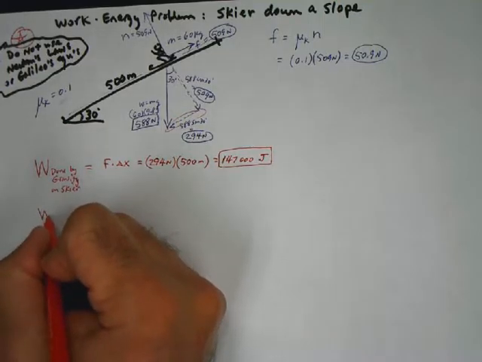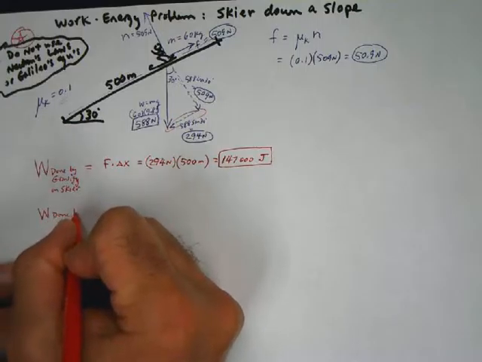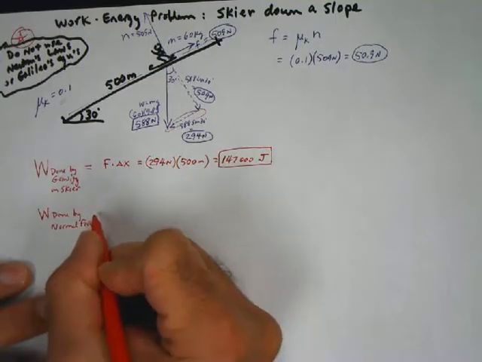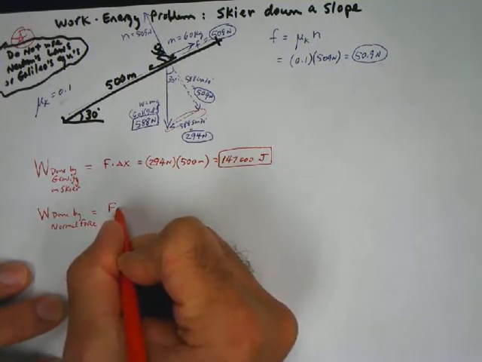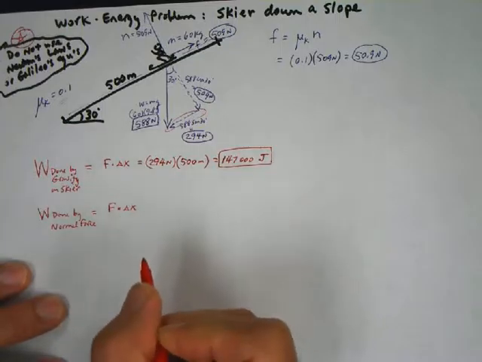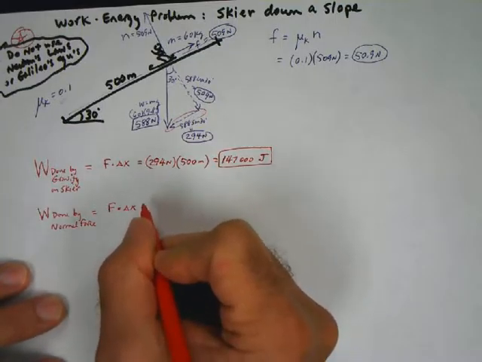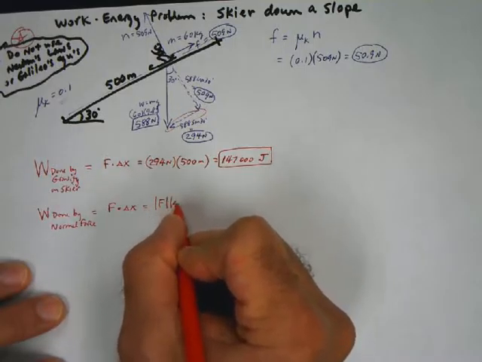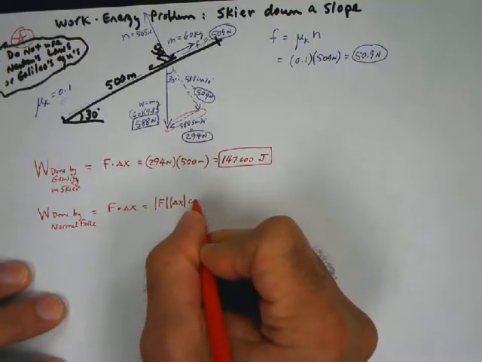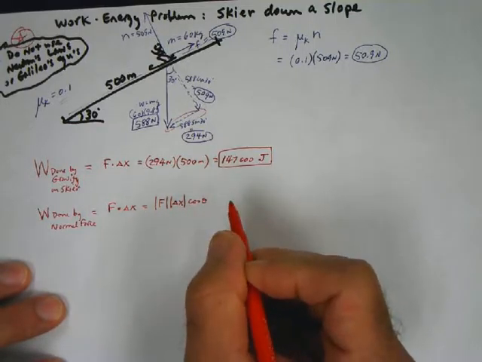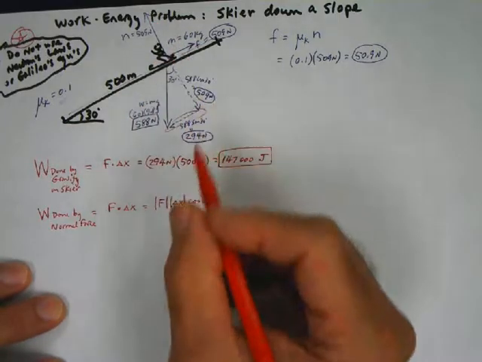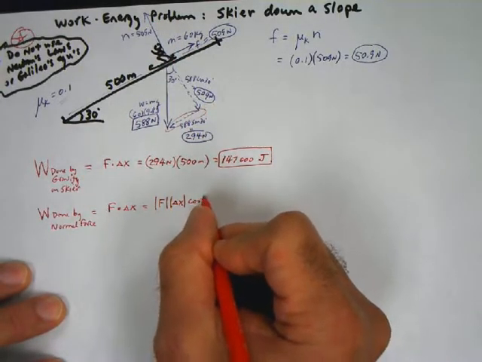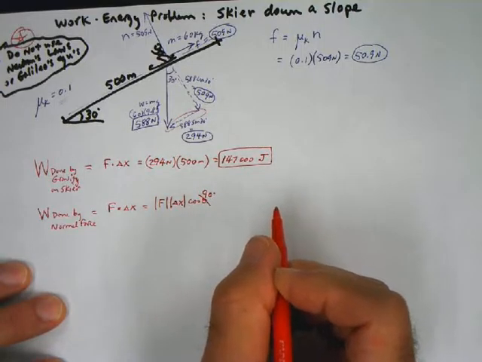What about the work done by the normal force on the skier? Well, we'll use our dot product again, F dot distance, and remember, that's equal to the magnitude of the force times the distance traveled times the cosine of the angle between, right? But notice the normal force is at 90 degrees. So this is cosine of 90 degrees. Okay?